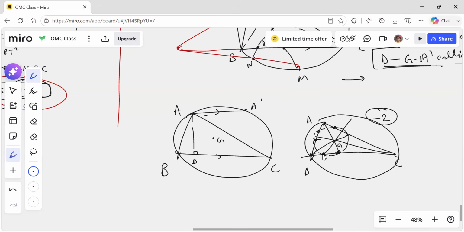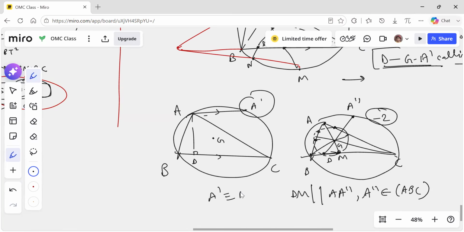So this 9-point circle maps to the circumcircle of ABC. Wherever D goes, let's say it goes to A double dash, and let's say this is M. So we have DM is parallel to A dash, and A dash belongs to ABC from the homothety itself. So we know that A dash is equal to A double dash. And since D, G, A double dash are collinear, D, G, A dash is also collinear. I think people might have an issue with this, but is this fine?